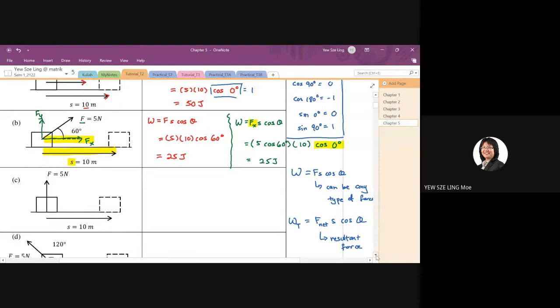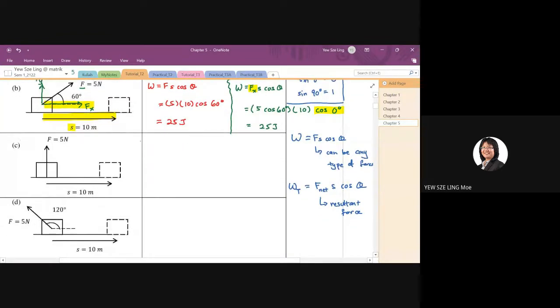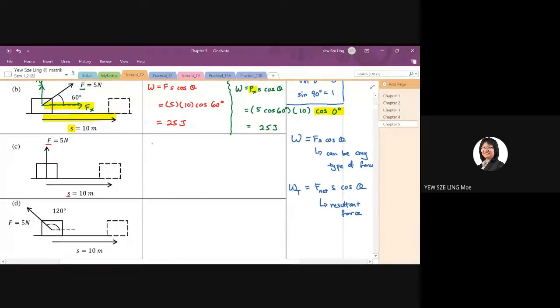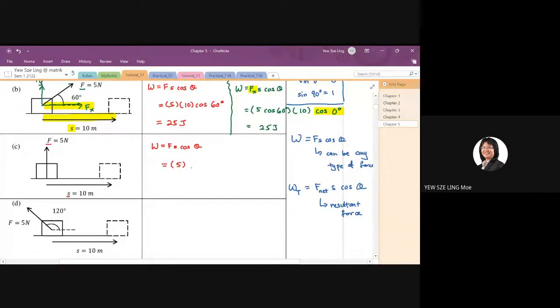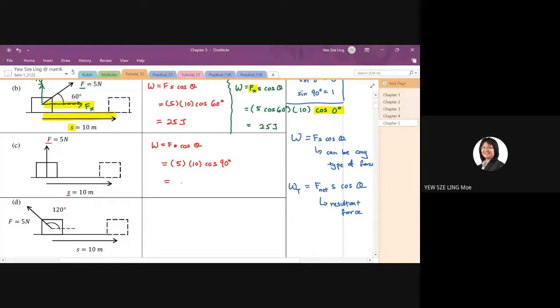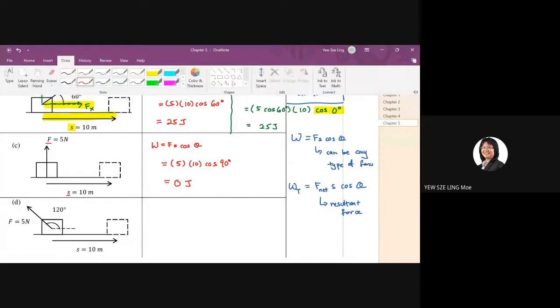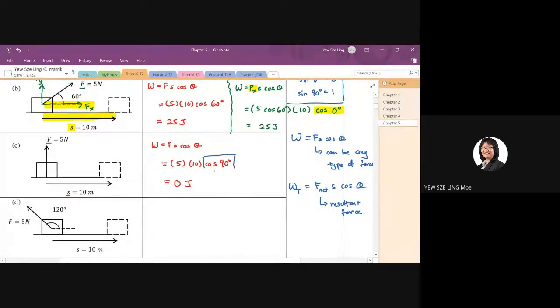Okay, now question C. In question C, you have a force that is going up and S going to the right-hand side. So what am I going to do? W equals Fs cos theta. Actually, for these questions you don't even have to calculate, but still you have to show it. So W equals 5 times 10, but now cos 90 degrees, which then gives you 0. Why? Because I told you just now, cos 90 degrees straight away equals 0. So that's why I say you don't even have to calculate, because it equals 0.